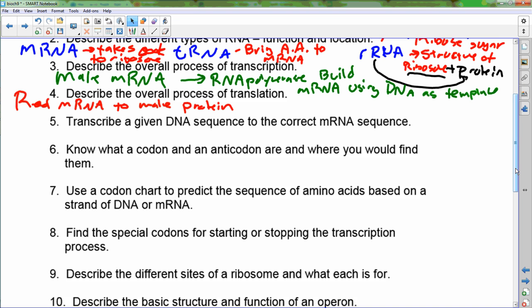All right, number 5 says you should be able to transcribe a given DNA strand to the correct messenger RNA. So I have a bunch of A's and G's and C's and T's on there. You should be able to match up the correct sequence. The only tricky part, if it is a tricky part, is you remember messenger RNA uses no thymines.